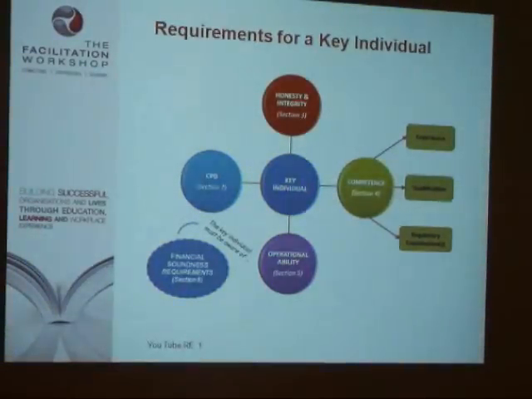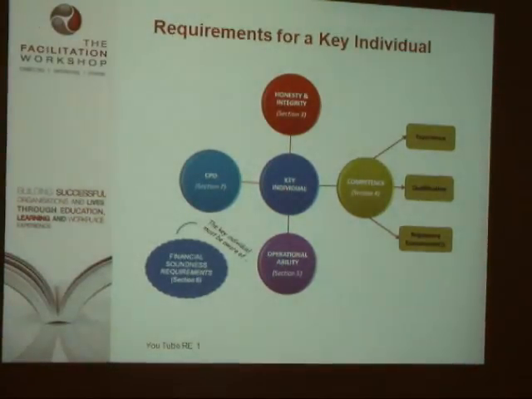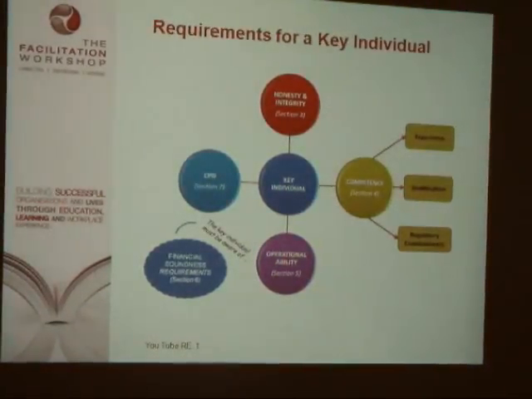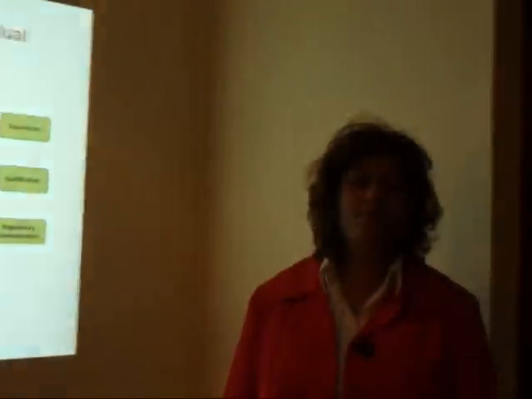Honesty and integrity goes to the code of conduct and deals very specifically with the types of behaviors that would be considered appropriate for a KI or sole proprietor to have the honesty and integrity requirements. And then finally the continuous professional development component.